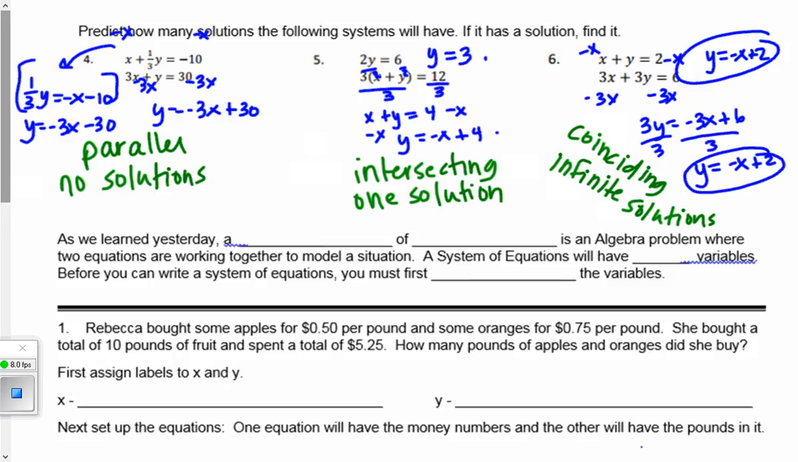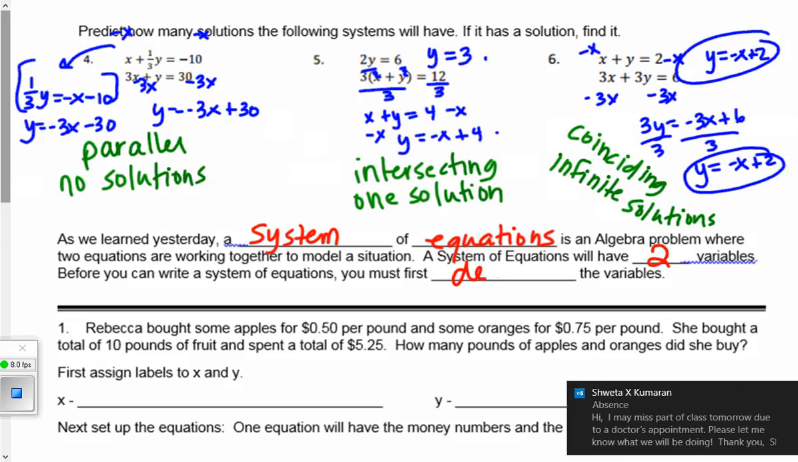So the other part of today is just writing systems, writing the equations themselves. The good thing here is that you're not really having to solve for the rest of the notes. You're just writing the equations themselves. So as we learned yesterday, a system of equations is an algebra problem where 2 equations are working together. You have to have 2. So a system of equations will have 2 variables, x and y, at least in our class they will. But before you can write them, you must first define the variables.